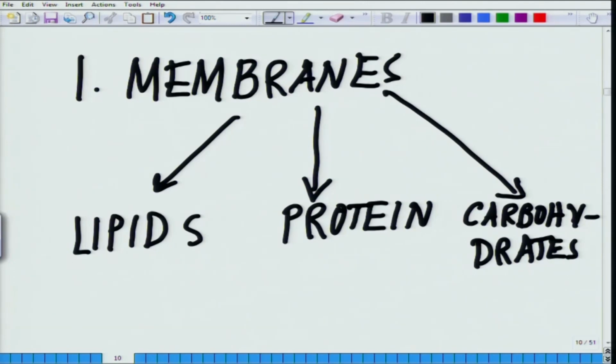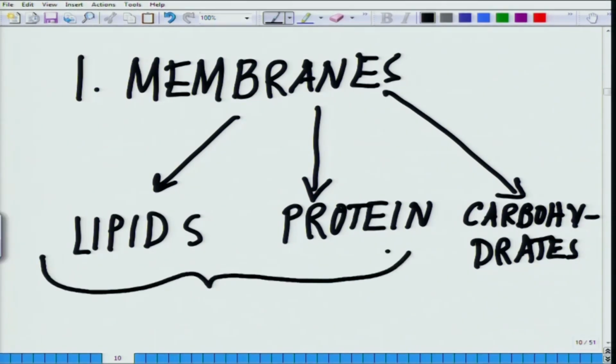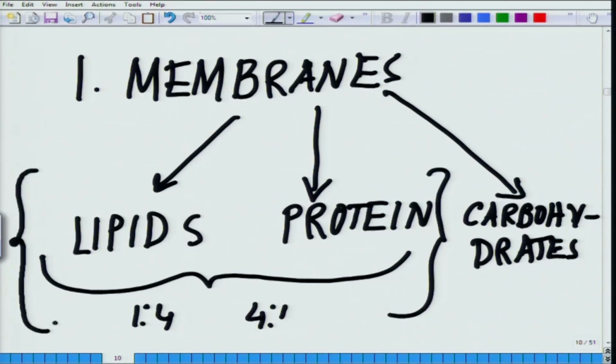These lipids and proteins are present at a specific ratio in all the membranes. They are 1:4 to 4:1. This is the ratio in which these are present, and carbohydrate moieties are attached to the lipids or to the proteins. When they are attached to the lipids, they are called glycolipids, and when they are attached to the proteins, they are protein-carbohydrate hybrids, which are glycoproteins.